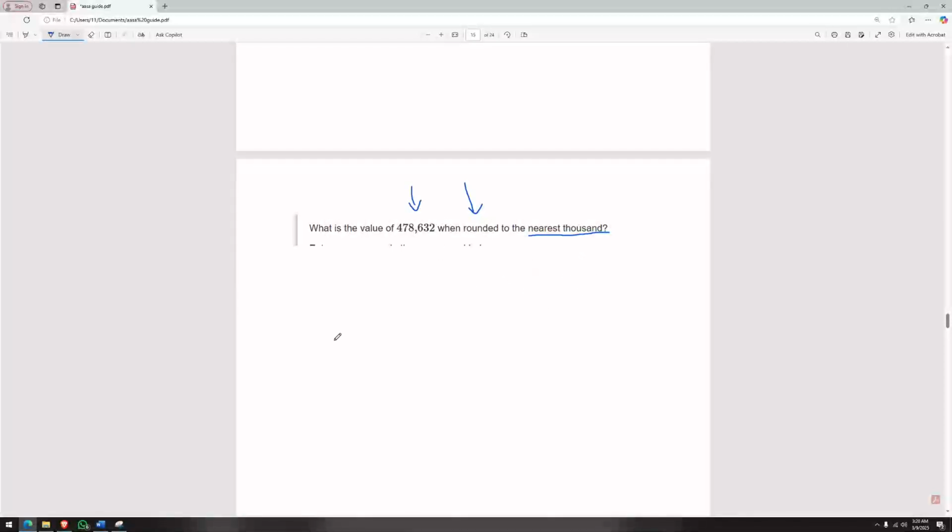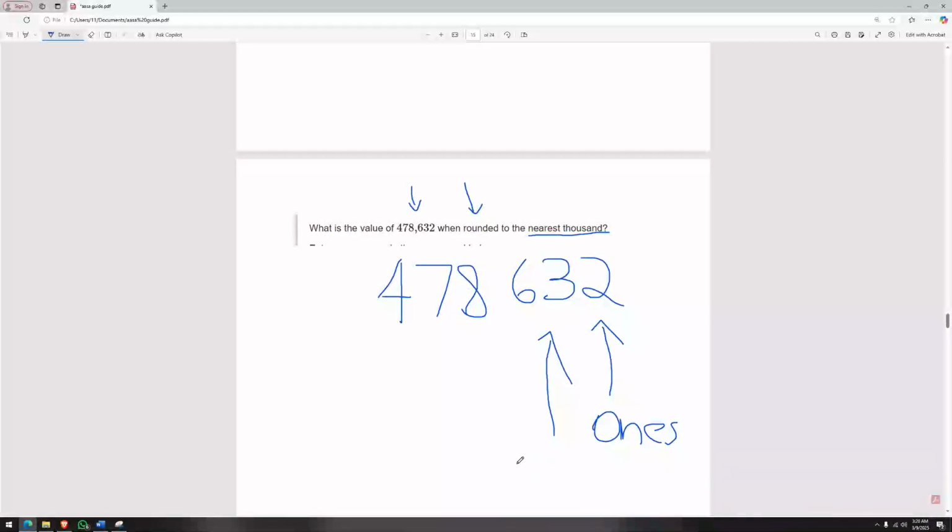First, I will make this number bigger to explain the values. Okay, 6, 3, and 2. This one is ones. This one is tens. Hundreds. This one is thousands.